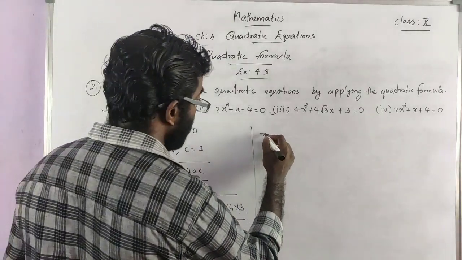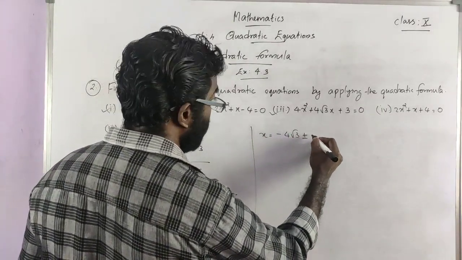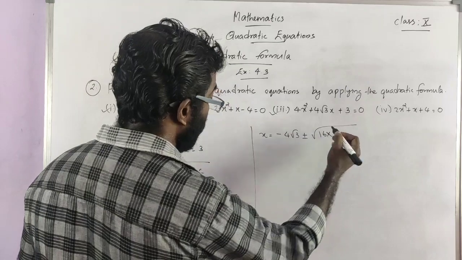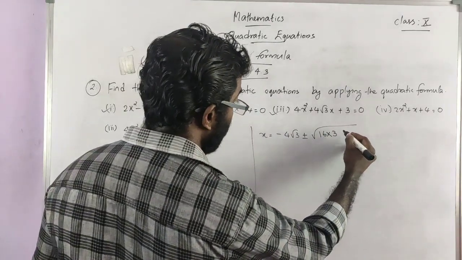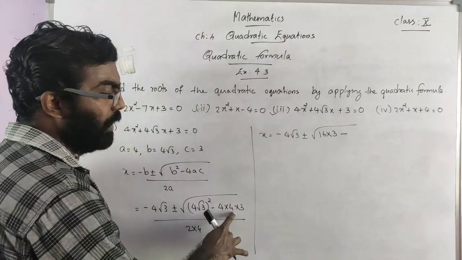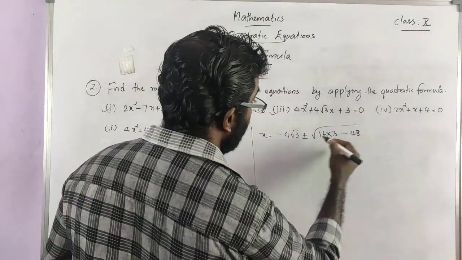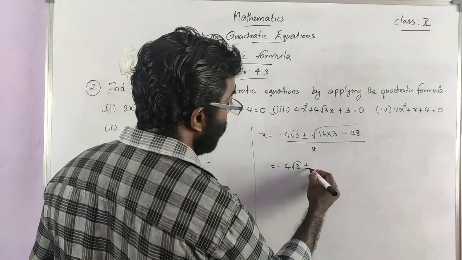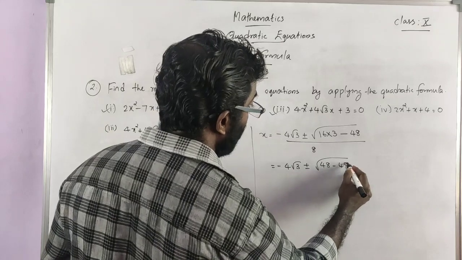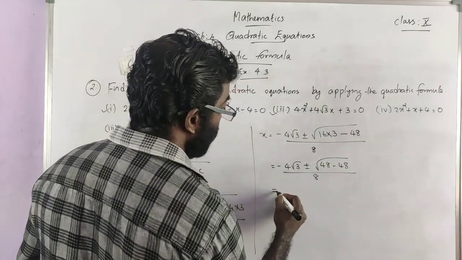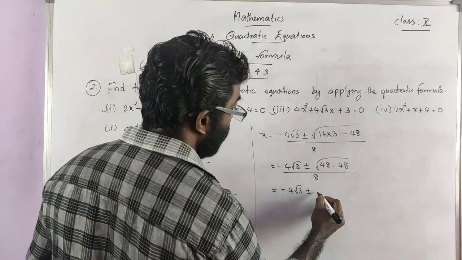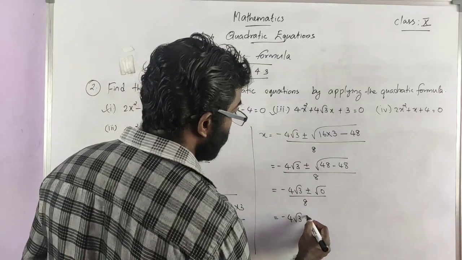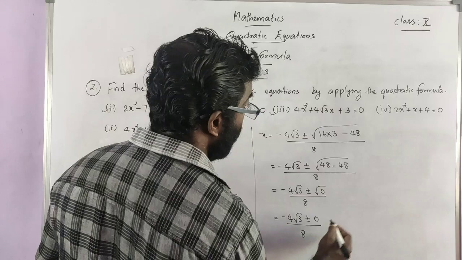Okay. And x is equal to −4√3 plus or minus, here (4√3)², 4² is 16, 16 into (√3)² is 3. So 16 into 3, then minus 4 4s are 16, 16 into 3, 48. Whole divided by 2 4s are 8. That is −4√3 plus or minus root of 48 − 48 divided by 8. That is −4√3 plus or minus root 0, which is 0, divided by 8.